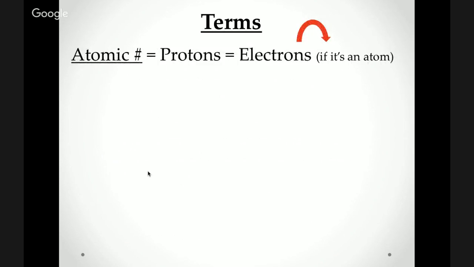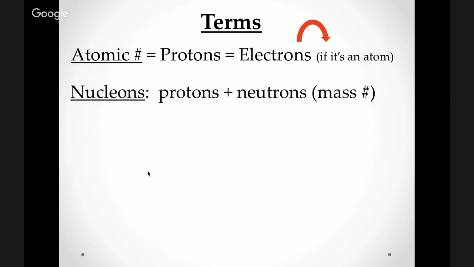Now, here's some terms that we should be familiar with. Atomic number, as I said, always is equal to proton number. And if it's an atom, like I said before, electron number will also be the same. We just looked at how electron number changes if we're talking about an atom or an ion, so we can understand that that number can change if it's an ion.